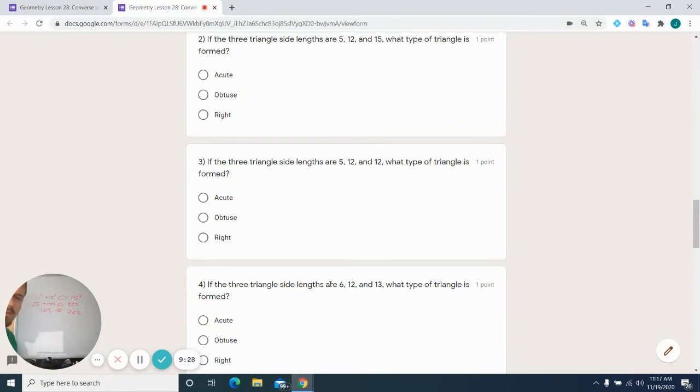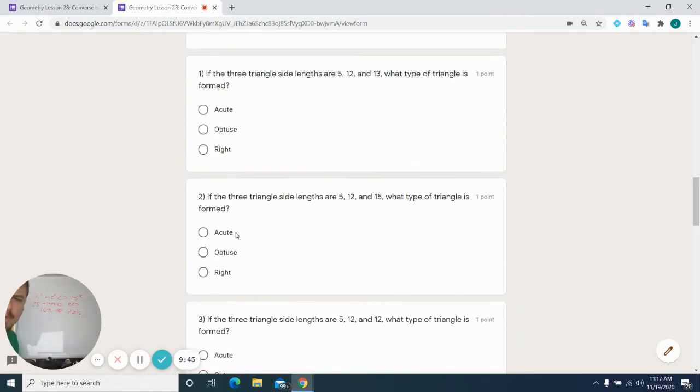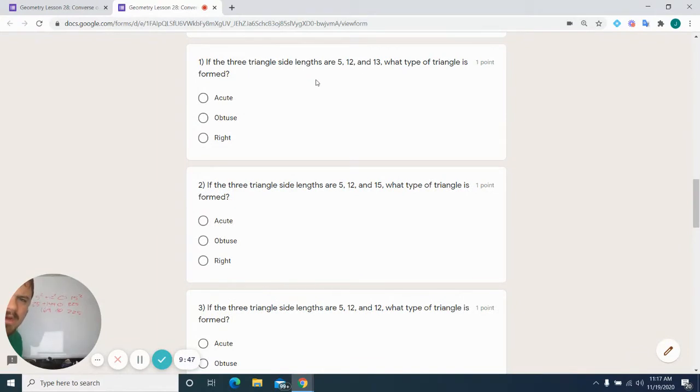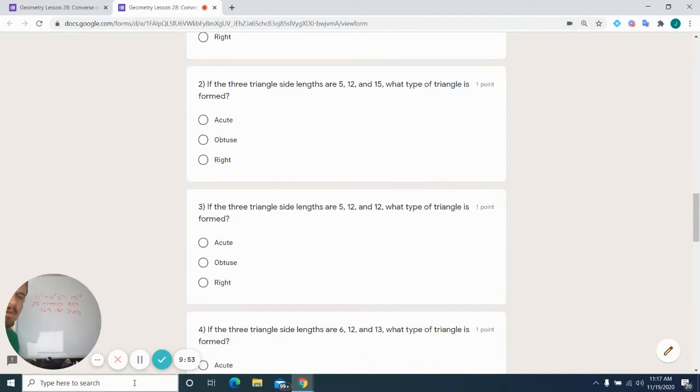Okay, now what we're going to do, we're going to go back to the original. Remember, 5, 12, and 13 worked. Now what we're doing, we're leaving it 5, 12, and 13, but we're taking the 5 and making it 6. So now the A squared and the B squared are going to be bigger if you compare it to the first one. Hold on. I'm sorry. Did I skip something? 5, 12, and 13, and then 5, 12, and 15. Oh, 5, 12, and 12. Okay, 5, 12, 12.